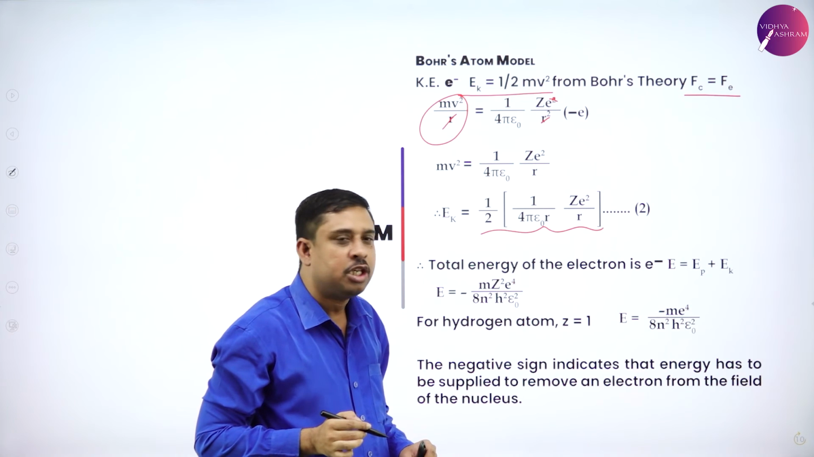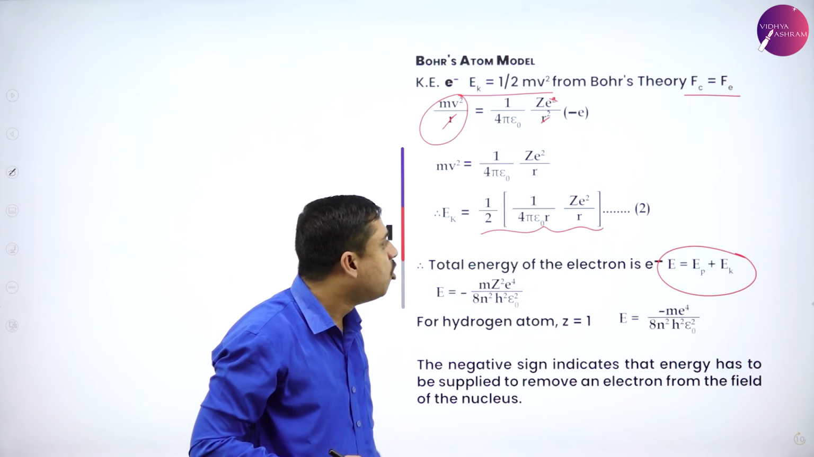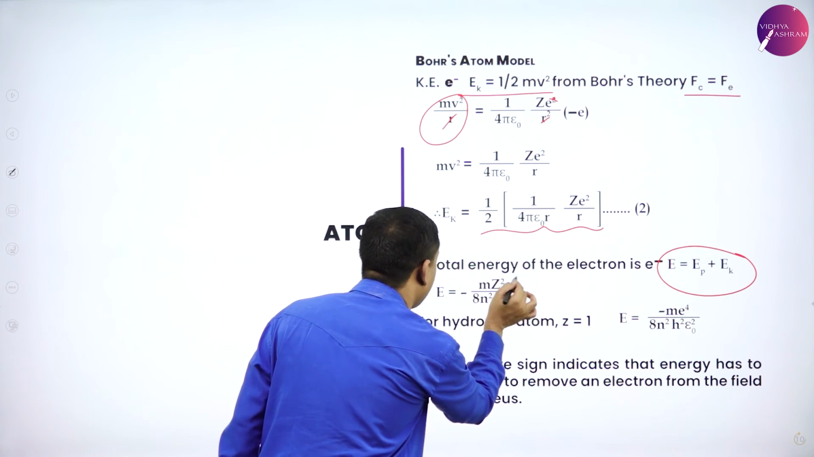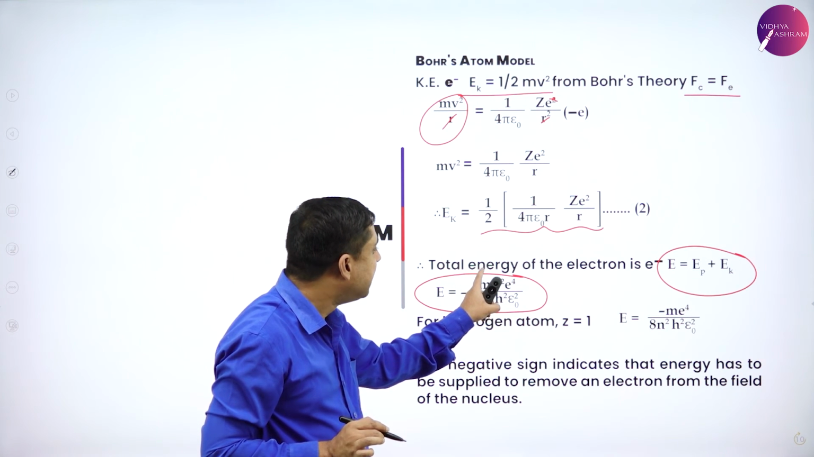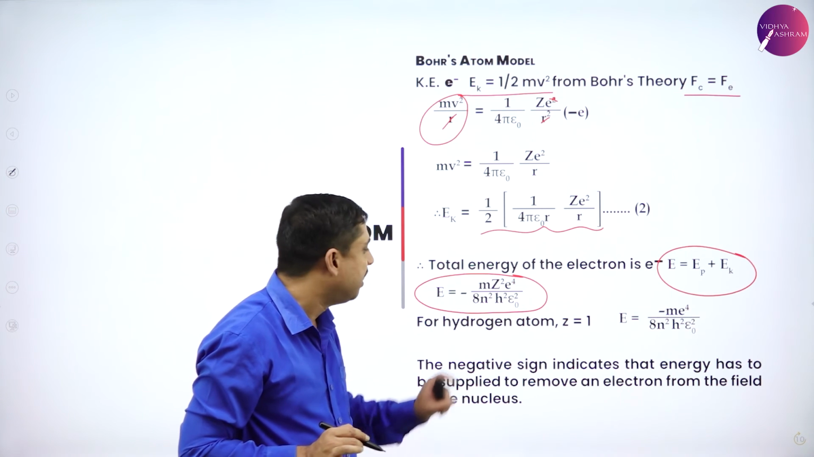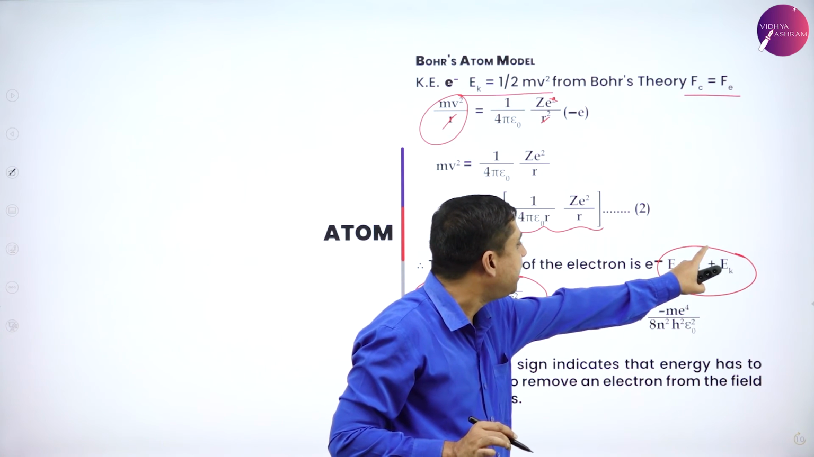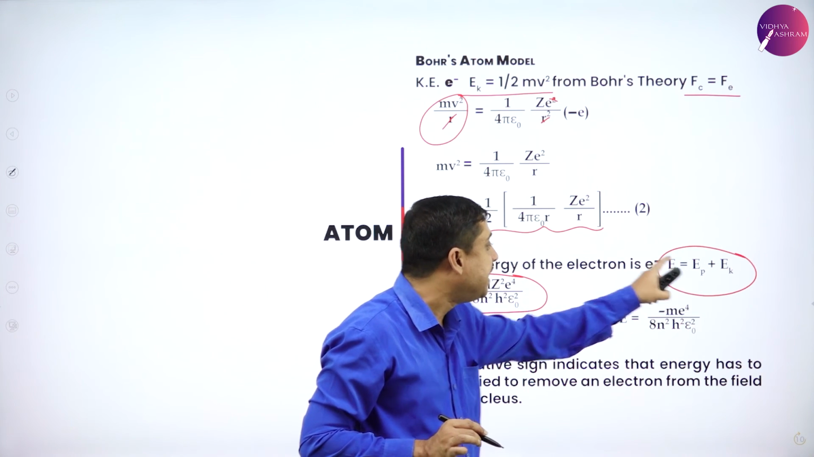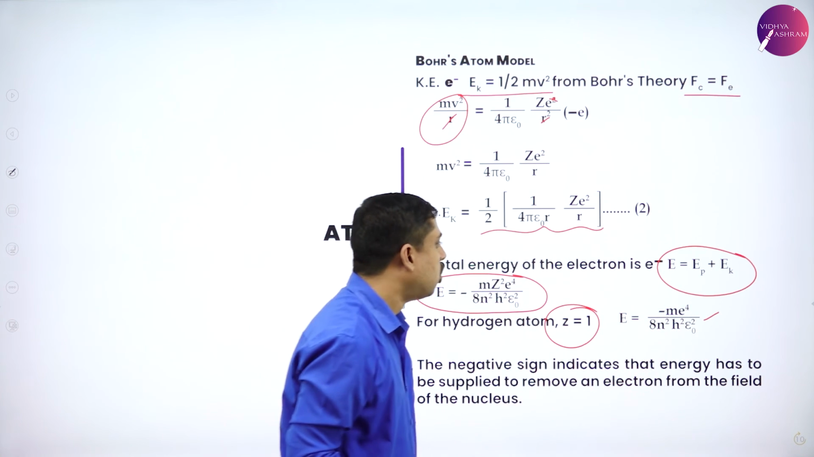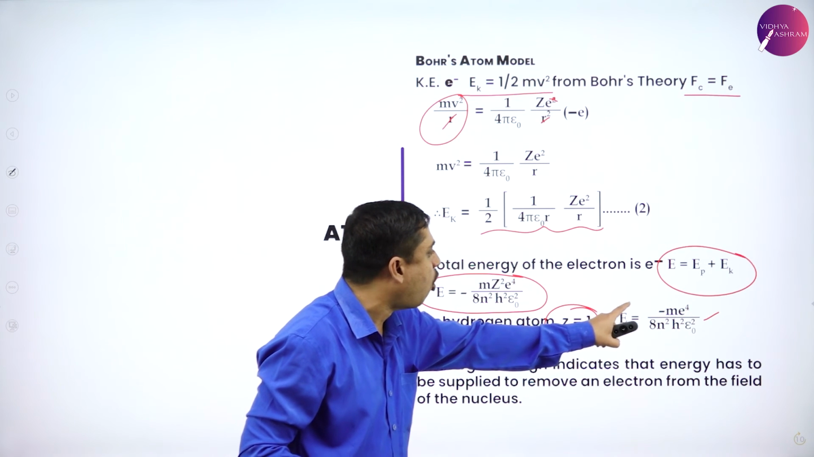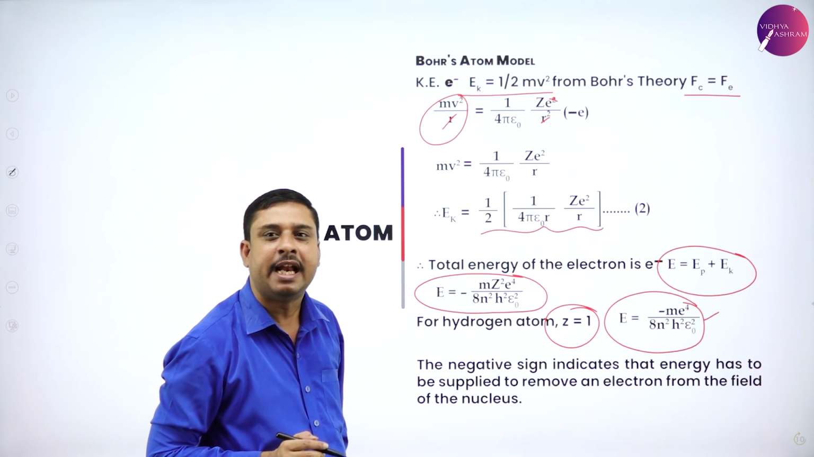Now, substituting back mv square, so we have half mv square. Now, I know the total energy is calculated as EP plus EK. Here, I know the expression for radius. Substituting, the total energy is written as minus m Z square e to the power 4 divided by 8 n square h square epsilon naught square. Substitute for potential energy, substitute for kinetic energy. There is a minus, therefore you get a minus. Again for hydrogen atom, Z is 1, so E is minus m e to the power 4 by 8 n square h square epsilon naught square, and this is the expression for total energy.